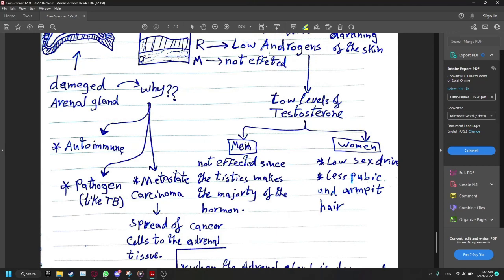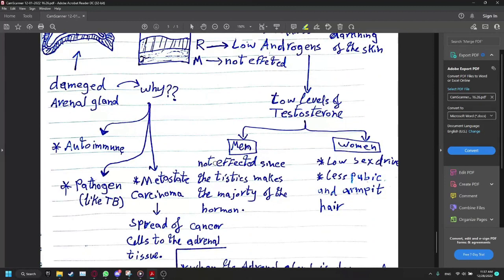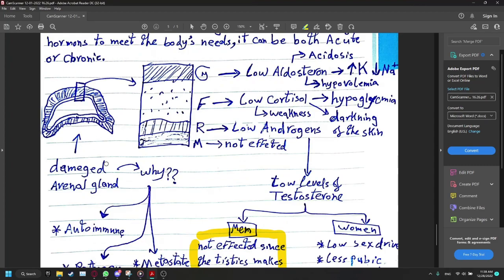So men aren't affected by low levels of testosterone from the adrenal gland. Why is that? It's because they have their testes, right? Testes produce about 90% of their testosterone, which is more than enough for the body. Even if the body doesn't get enough, the testes could even get enlarged so they can meet the body's needs for testosterone. So it doesn't affect men in terms of low levels of testosterone from the adrenal gland here.